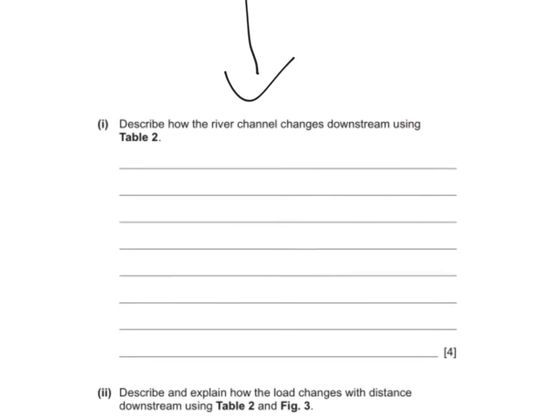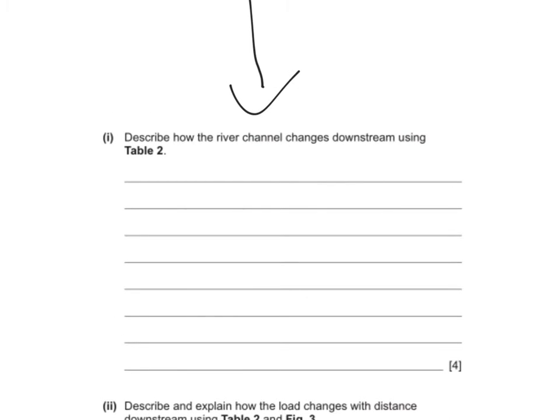Here's the first question, 4-mark question, and in this example the command word, as you can see here, is describe, and the sort of stem of the question is changes downstream. So how does the river channel change downstream for 4 marks?